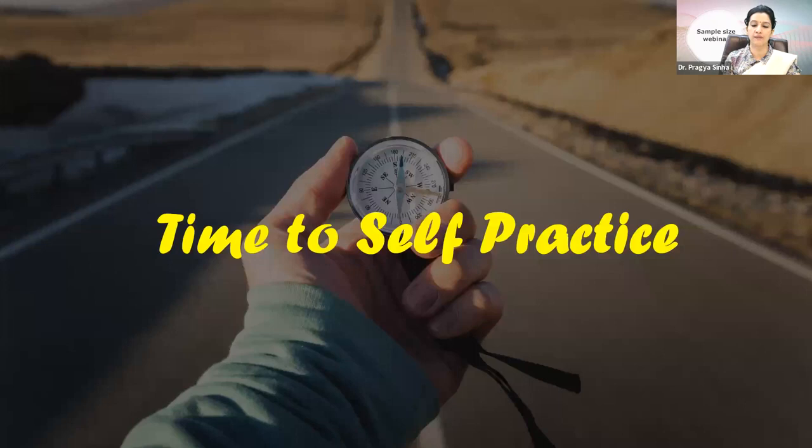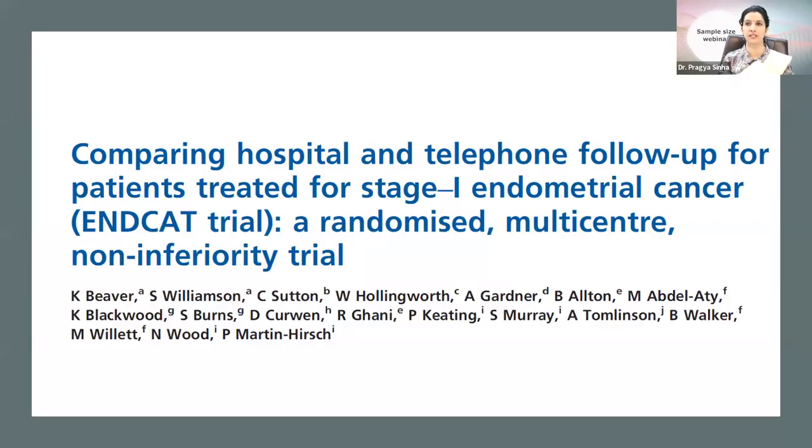So now it is time for you to practice. This is the title: Comparing Hospital and Telephone Follow-up for Patients Treated for Stage 1 Endometrial Cancer. And that is the NCAT trial, a randomized multi-center non-inferiority trial.